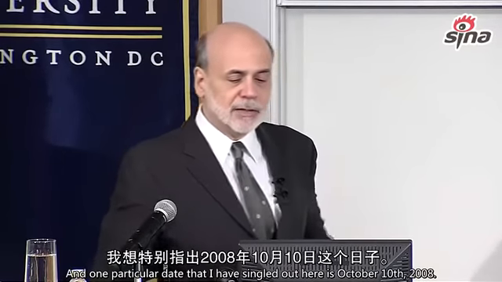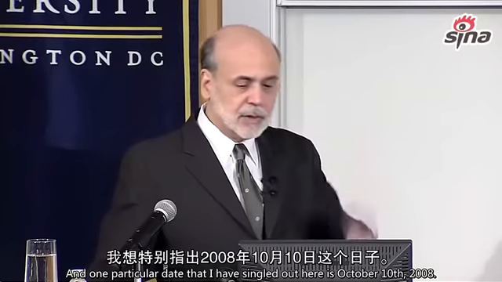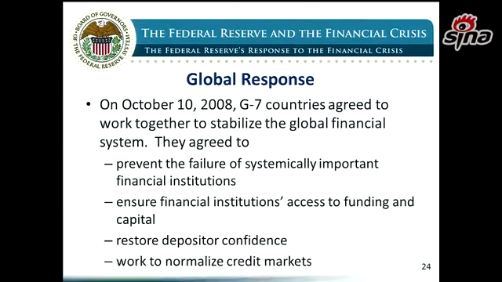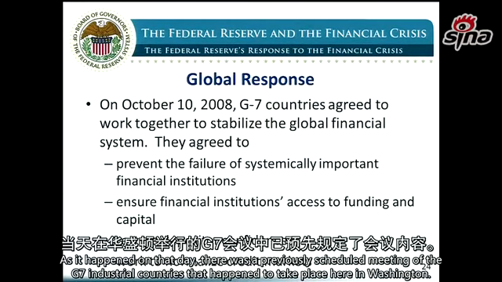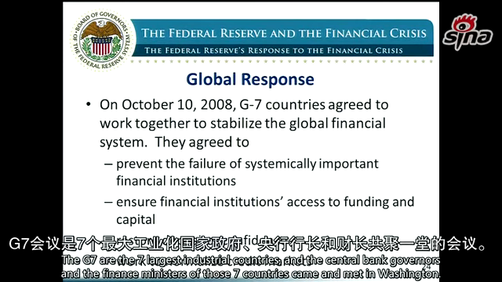And one particular date that I've singled out here is October 10th, 2008. As it happened, on that day, there was a previously scheduled meeting of the G7 industrial countries that happened to take place here in Washington. The G7 are the 7 largest industrial countries. And the central bank governors and the finance ministers of those 7 countries came and met in Washington.